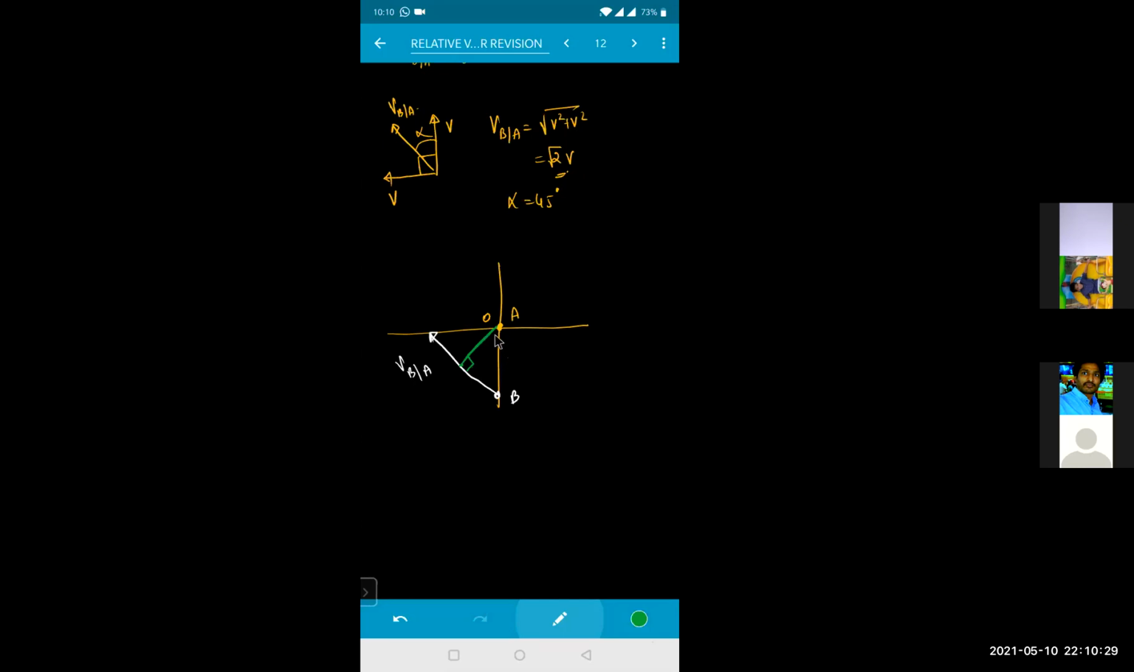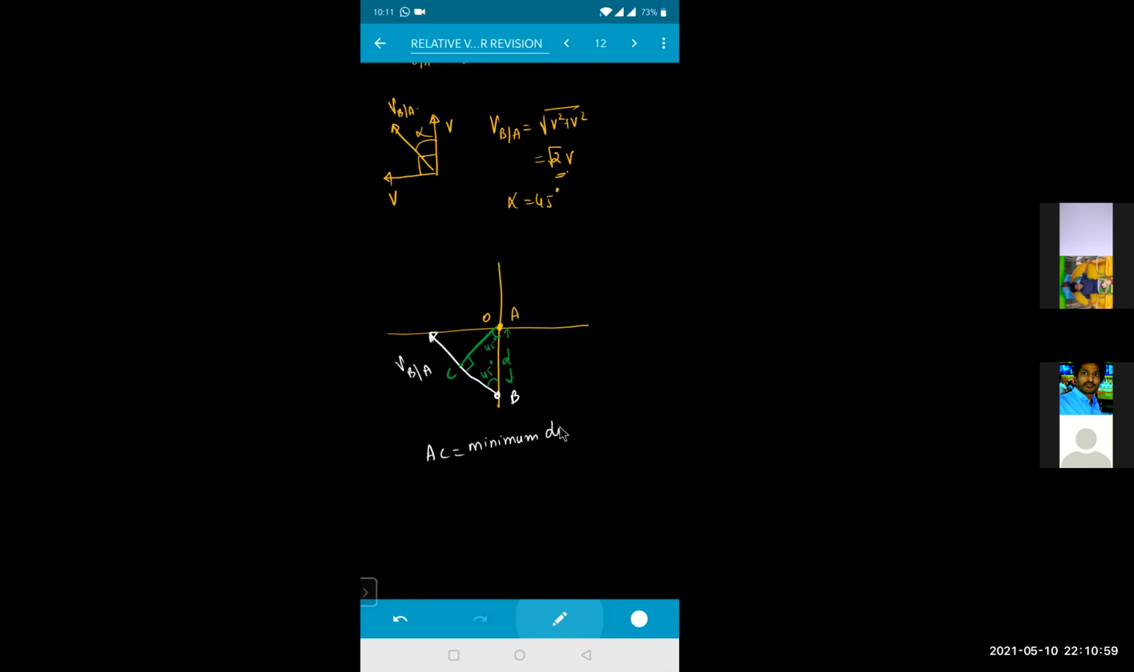This is your V, this is your V. So this is 45 degrees, and obviously this angle is also 45 degrees. And this distance is D. So this is A, this is B, and say this is a point C. Now this AC will be the minimum distance between the cars.